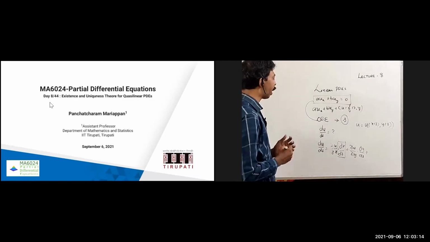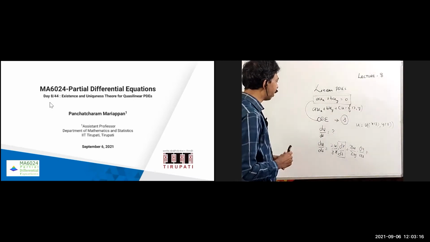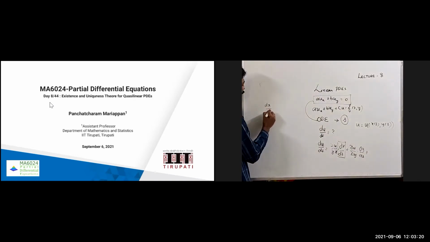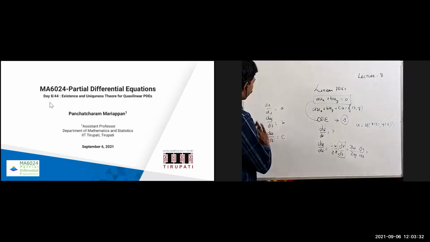So what I am trying to do is find a characteristic curve of this form: dx/ds equals a, dy/ds equals b, and du/ds equals c, in the format either plus c or minus c. So this is what we got.